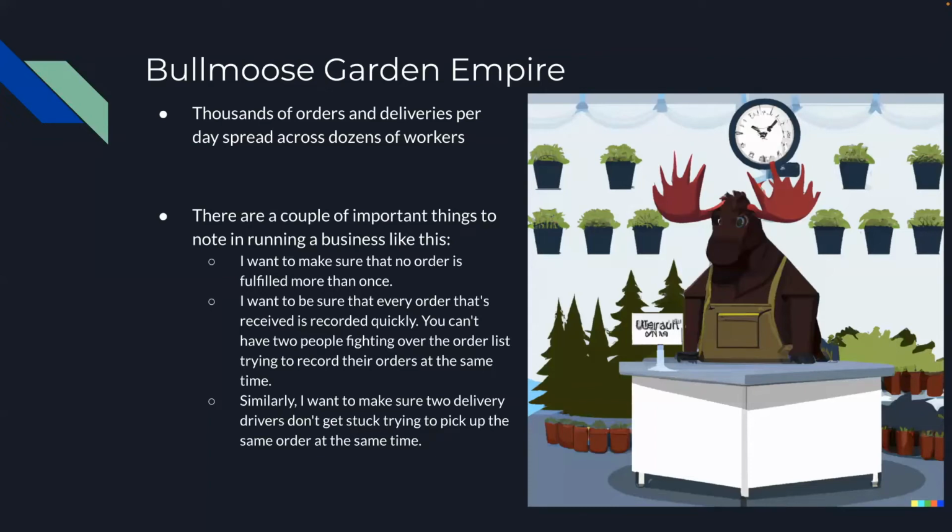You can't have two people fighting over that order list and stuck because they're both pulling back and forth saying, I want to write down my order first. And then third, same thing, you don't want that to happen with delivery drivers who can't get the list to then go do a delivery. So you need another way to synchronize between many, many threads at the same time. And STM, again, has all of the tools that we need to do this kind of concurrent programming.